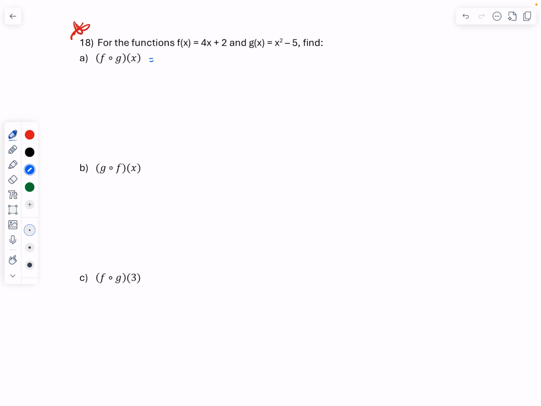So this is a composite function. This means that the outside function is the first one you see, which is f, and the inside function is g of x. So what I'm going to do is write out the outside function first. The outside function, again, is f of x, and that equals 4x plus 2. Now the inside function is g of x. So g of x is equal to x squared minus 5.